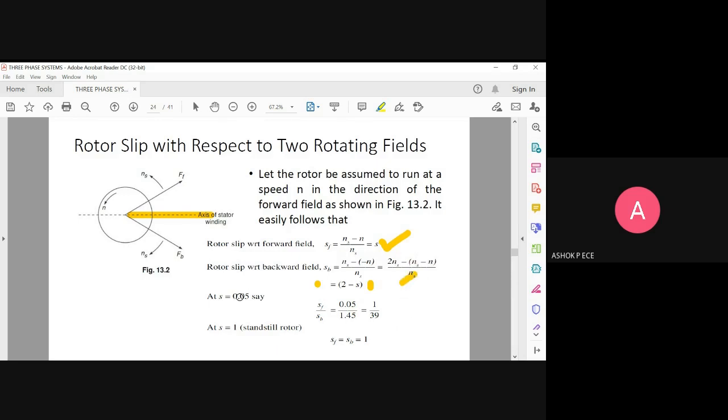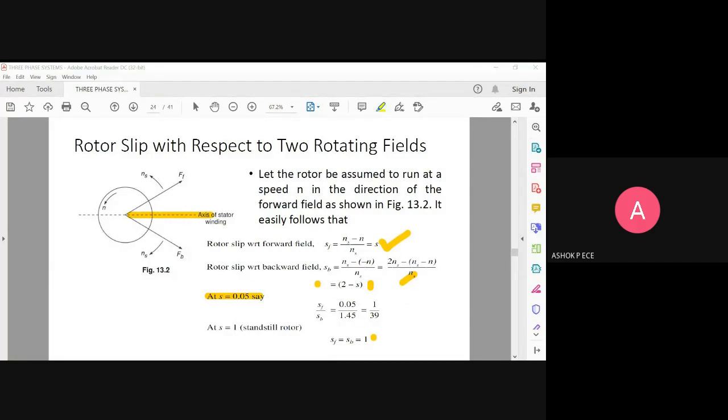So when the motor stands still, S is equal to 1. When S is equal to 1, both SF and SB will be equal to 1. Both the fields will have one slip. But when the S value is very, very small, if you find the ratio, it will be approximately 1 by 40. So the forward slip will be very, very small compared to the backward slip. So SF is 1 by 40 times SB, correct? So SB is going to be larger and SF is going to be smaller at smaller values of slip.